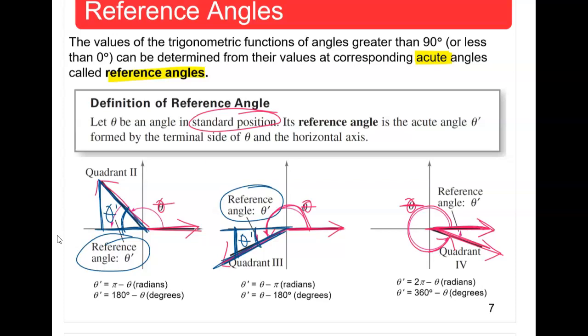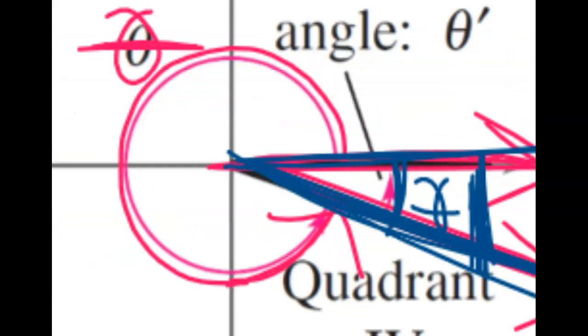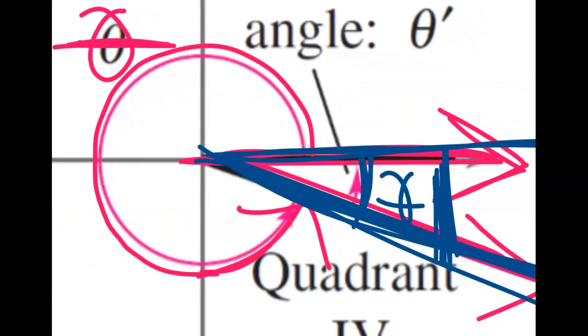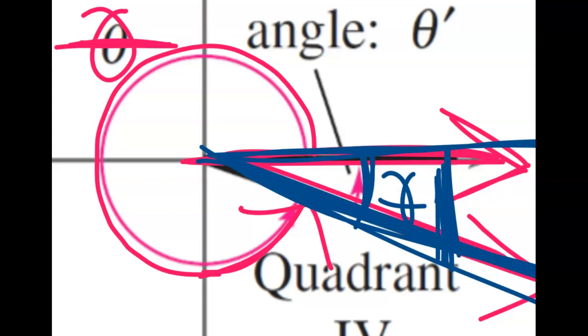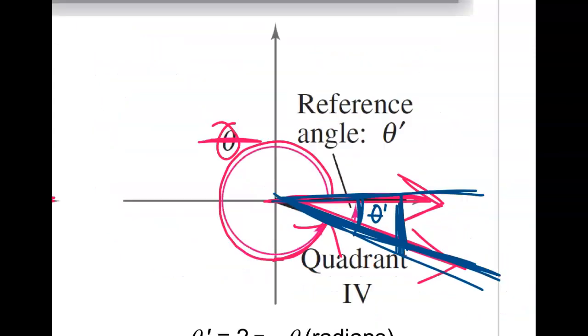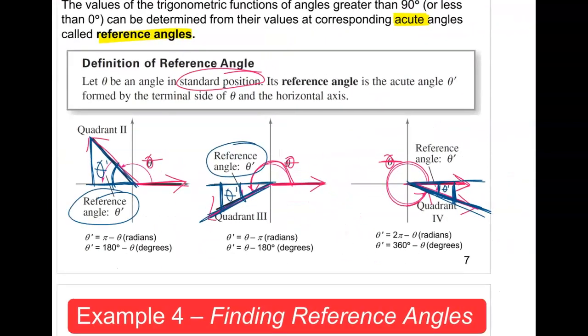Third example, we do have that big angle. So I'm going to do the same. I'm going to take the terminal side and draw a perpendicular line with the x-axis. So now the angle that is in between the x-axis and the terminal side, that is theta prime. And actually, I'm going to zoom in here. Okay, and that will be theta prime. So all of those are reference angles.